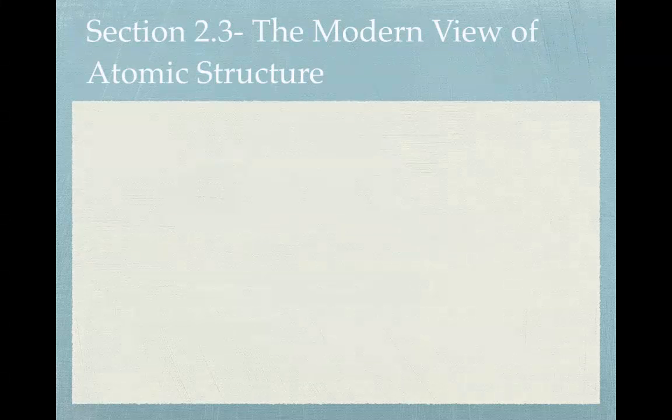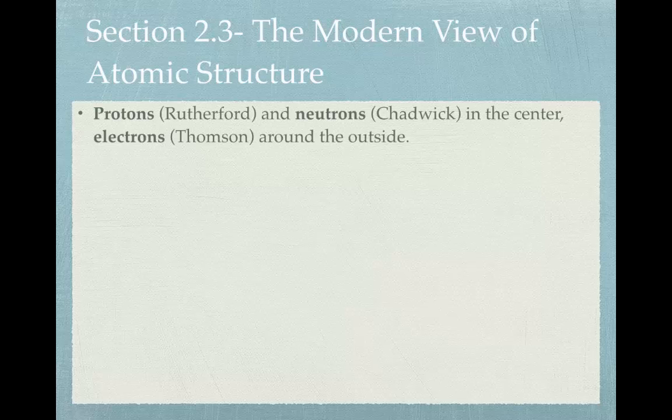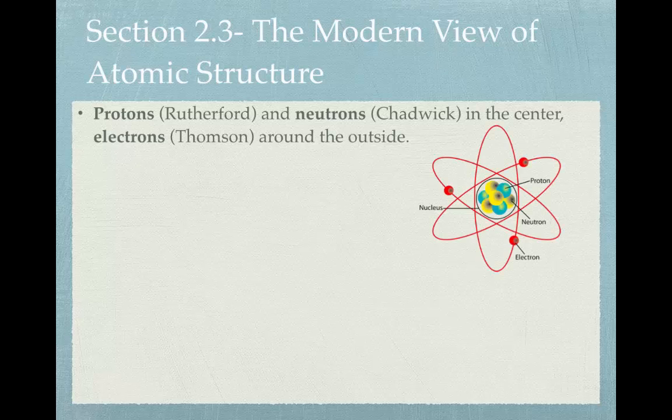Section 2.3, we're going to be talking about the modern view of the atomic structure. So we've talked about Dalton, we talked about Thomson, we talked about Rutherford. Now let's actually talk about the atom now that we have an accurate view of what an atom actually looks like. So we know that protons, which were discovered by Rutherford, and neutrons, which were discovered by Chadwick, exist in the center of an atom. And electrons, which were discovered by Thomson, are along the outside of the atom. And you can see this here, this is the typical model.